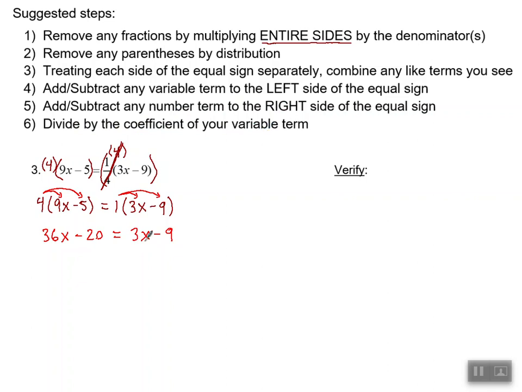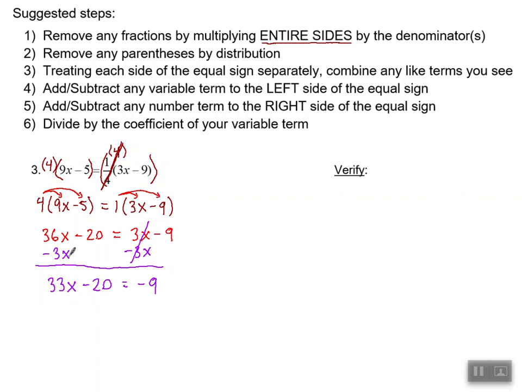So let's see. I have this variable term that's on the right side right now. I'm going to get rid of that by subtracting 3x from both sides. I like to put it underneath its like term so I can combine them. This becomes 0. 36 things, take away 3 of the same thing becomes 33 of those things. They just happen to be x's this time. This negative 20 is right here. This equal sign comes next. Negative 9 is all alone right here.